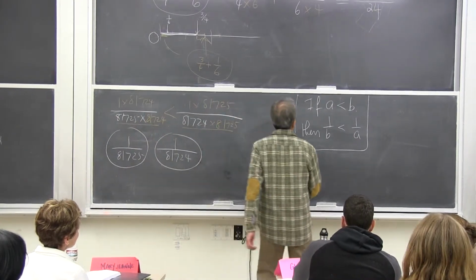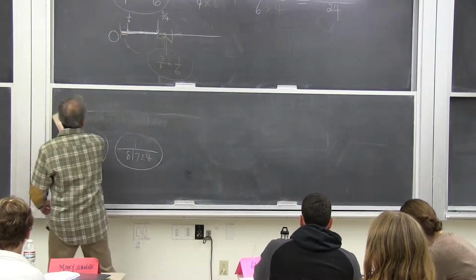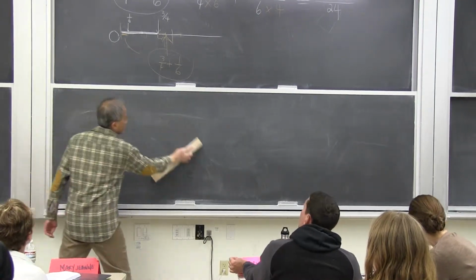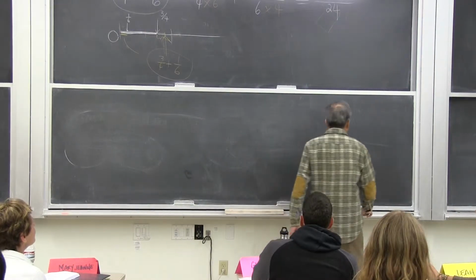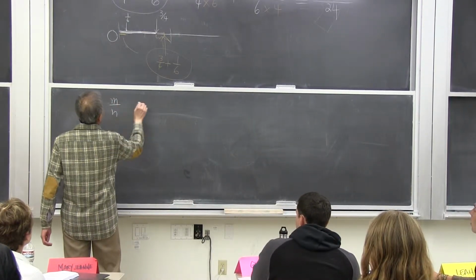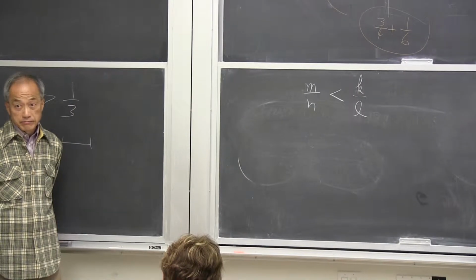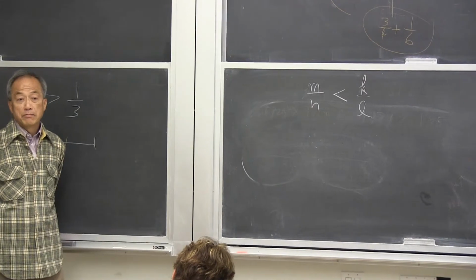So, all right. So now in general we do better, right? Suppose I have two fractions, two arbitrary fractions. Suppose I know this is less than that. What can I say about the numbers M and N, K and L?